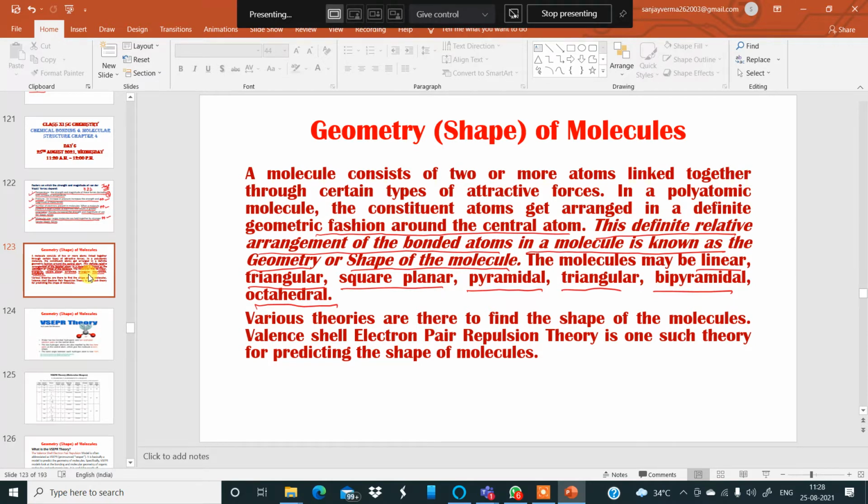Now, with regard to the study of the geometry and shape of molecules, there were plenty of theories. Many theories were there to find the shape of the molecules. Out of these theories, valence bond theory, and valence shell electron pair repulsion theory is one such theory for predicting the shape of the molecules, which we will discuss today in detail. Okay, so please pay a lot of attention.